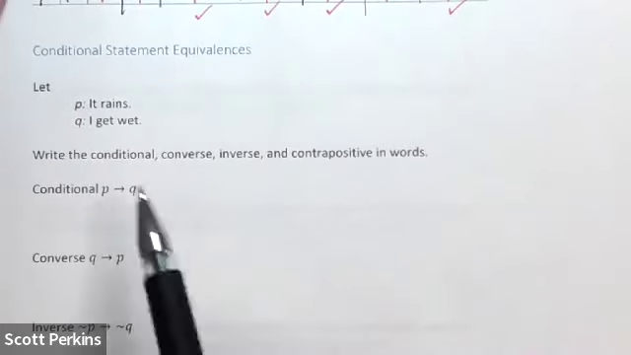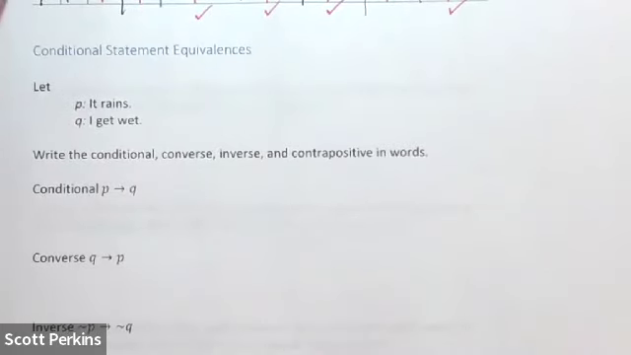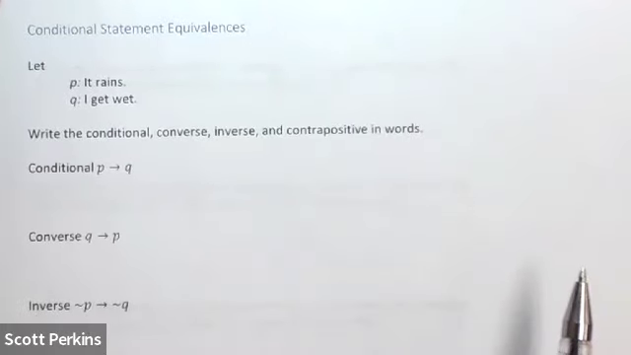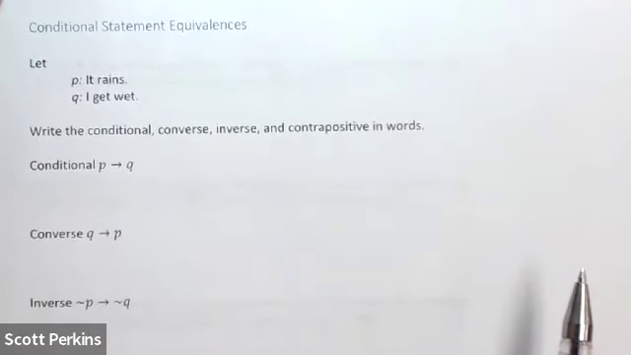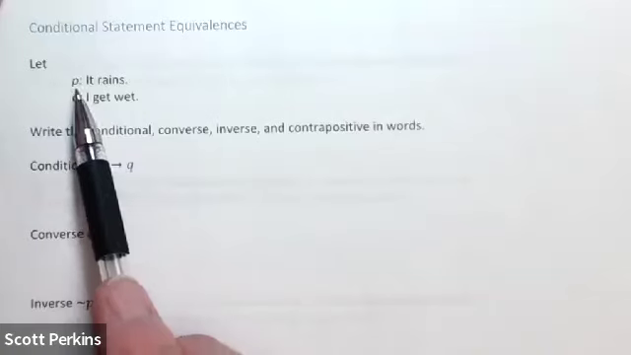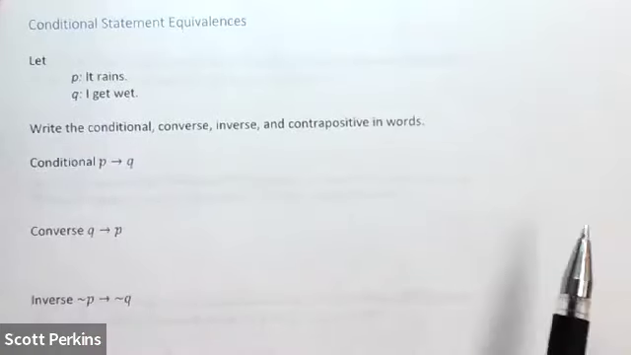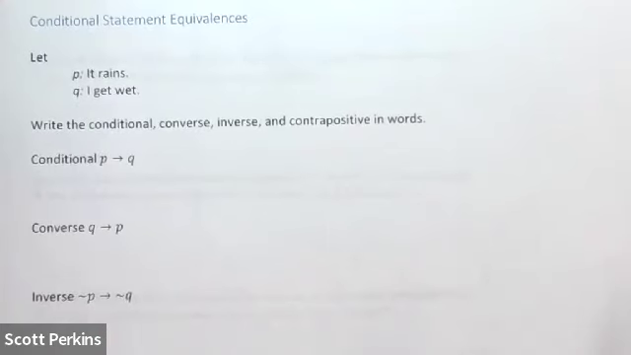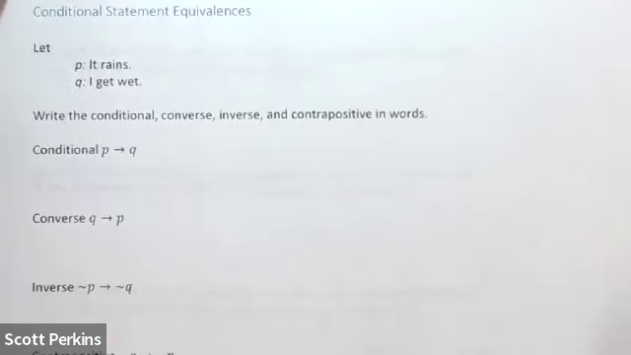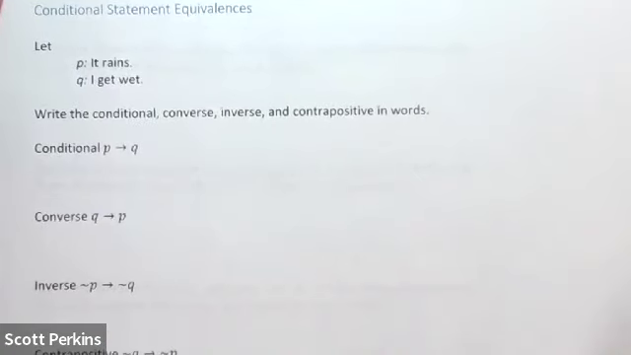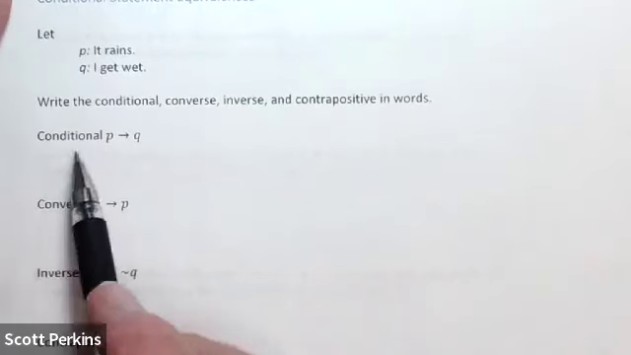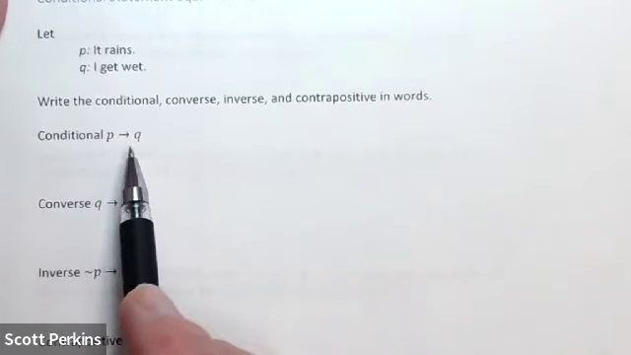So I have just created a couple of statements. I've tried to create the shortest possible statements that I can so that we're not writing all day. And these conditional statements are P, it rains, and Q, I get wet. Okay, so very impactful statements right there. So what we're going to do is write the 4 different types of conditional statements.